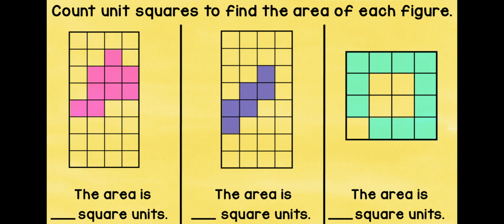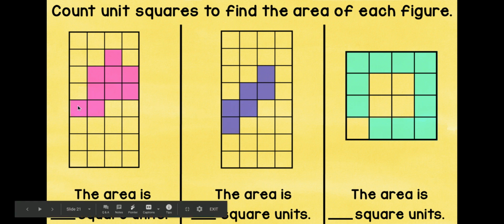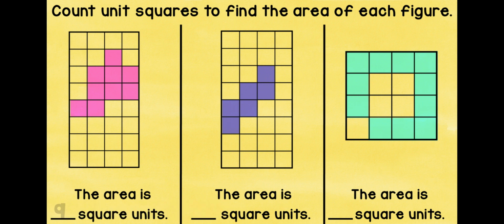All right, hopefully you paused the video and you counted out the area for these shapes. So we will start with the pink over to the left. So if you counted out each of these pink squares, you should have gotten that the area was 9 square units. Over in the middle with the dark blue, if you counted out those dark blue squares, you should have gotten that the area was 6 square units. And then on the right with the blue-green squares, if you counted just those blue-green squares, you should have gotten an area of 11 square units.